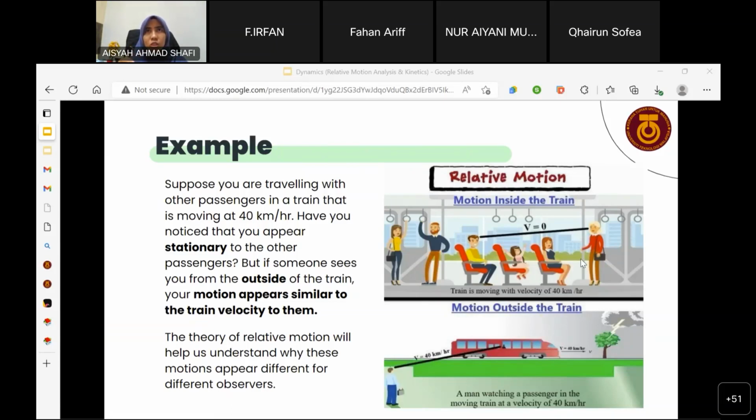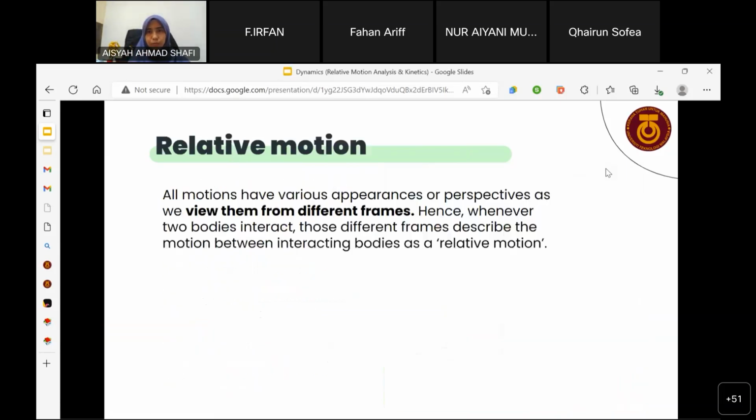This situation is what we will learn to analyze in this topic. So, relative motion: all motion has various appearances or perspectives as we view it from different frames.